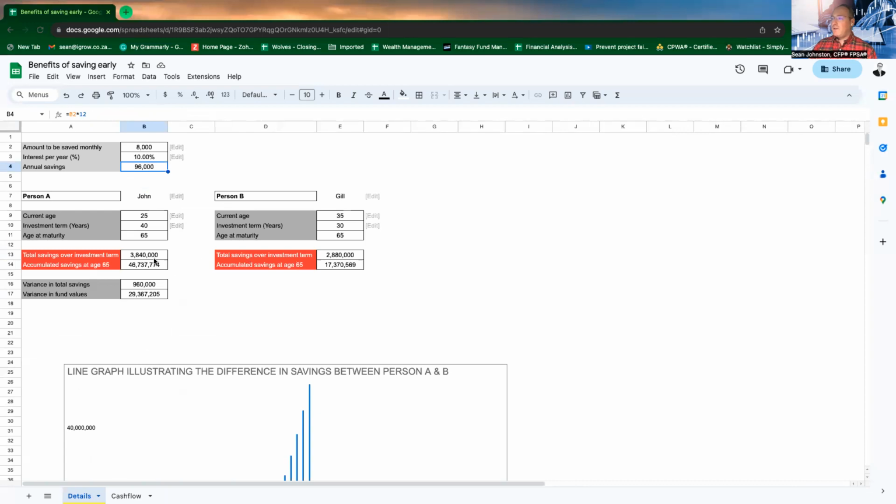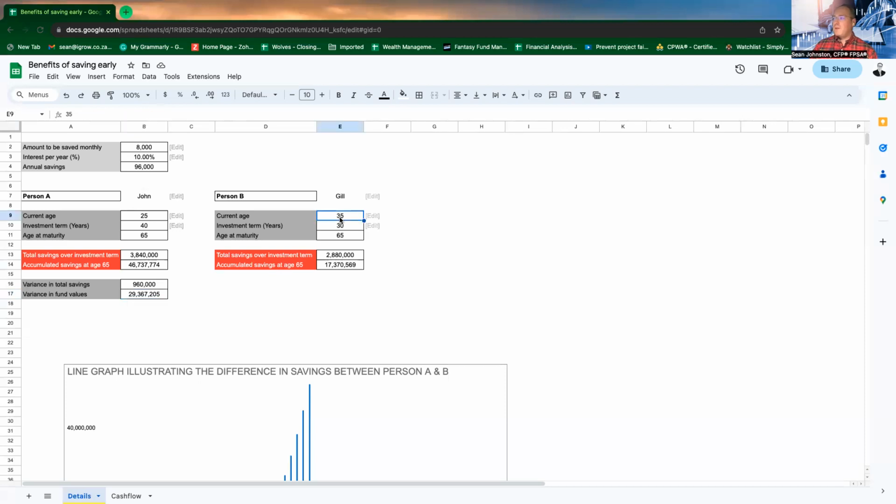So you can see that there's a difference in savings, and that savings now compounded with 10% equates to a 46.7 million future value versus a 17.37 million future value, which means that the variance between the two, which is this minus that, is 29.367 million, which is obviously quite a lot when you consider that this is only a 10-year period.